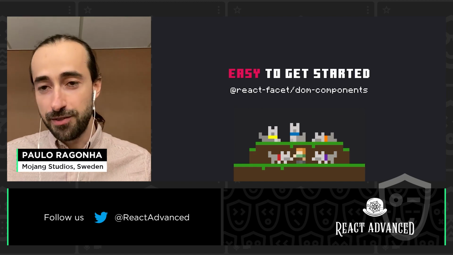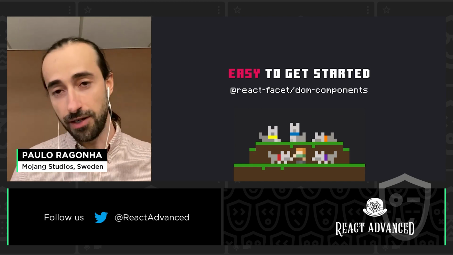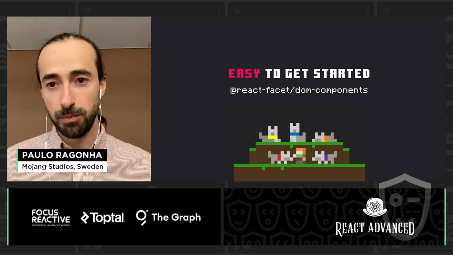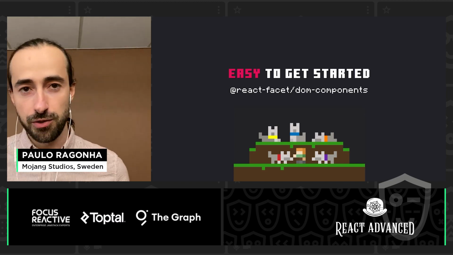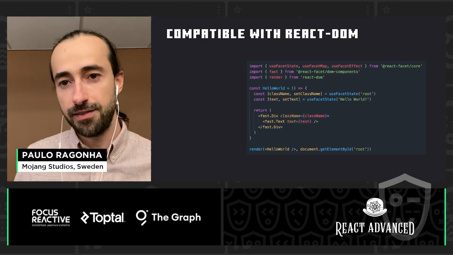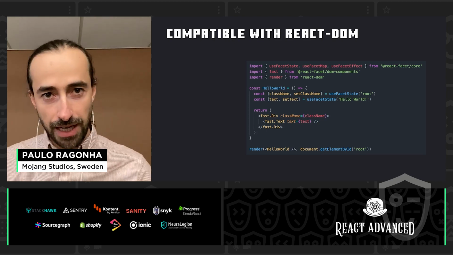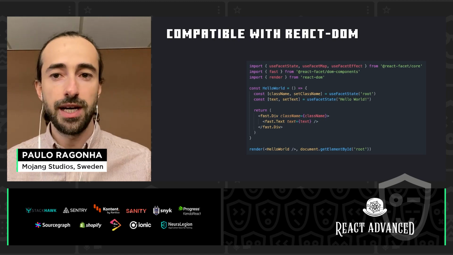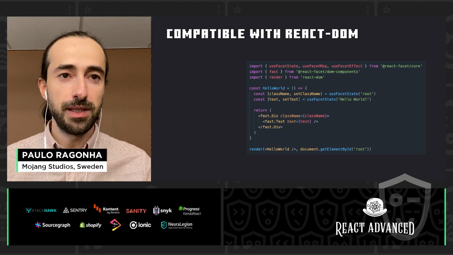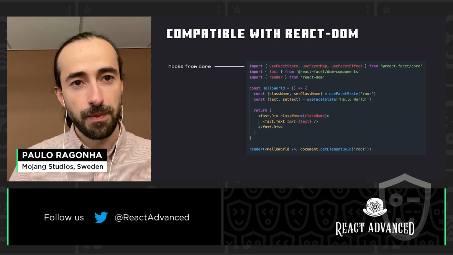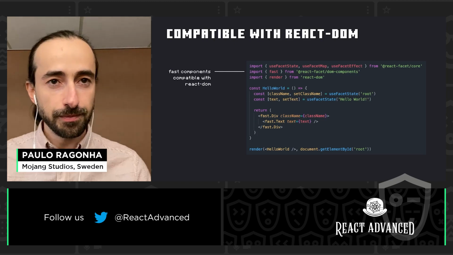It seems a bit daunting, but it's actually quite easy to get started if you want to just get your feet wet with Facets. We have a package called DOM components, and what it allows you to do is it implements these fast components that we did, but instead of being host components in a custom React renderer, they're actually just regular React components. So you can see here them being used on a regular React DOM to render this component.